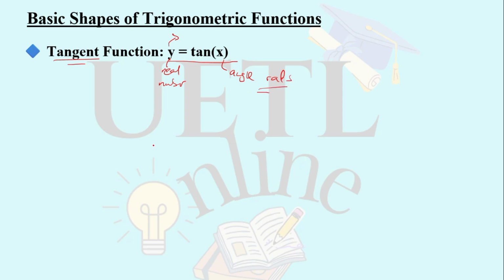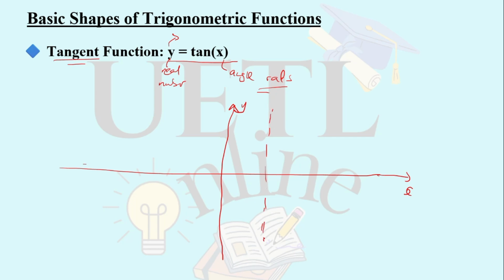Let's draw. The first thing you're going to draw is the y-axis and the x-axis. This is your y and this is your x. This graph of tangent has asymptotes. There is an asymptote here at pi over 2. It's an asymptote line. And at minus pi over 2 it is an asymptote again, and the other asymptotes are at minus 3 pi over 2 and at 3 pi over 2.